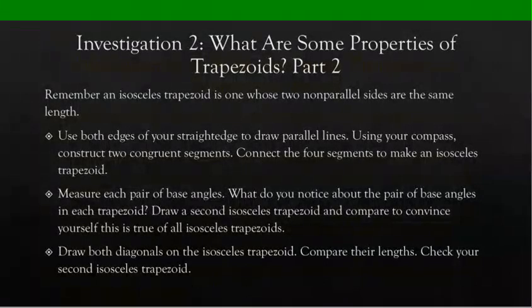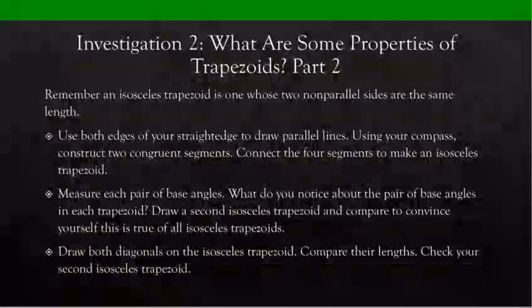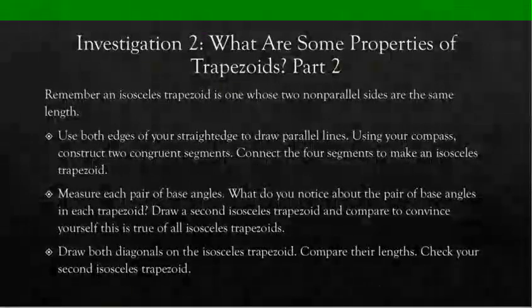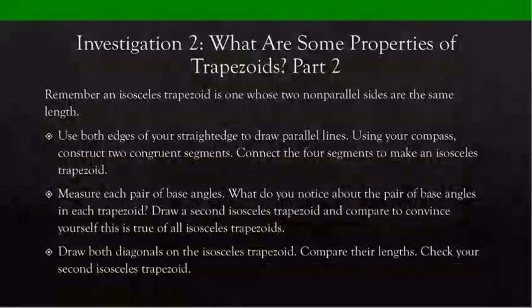In the second part, we're going to draw an isosceles trapezoid. So an isosceles trapezoid is one where the non-parallel sides are the same length. So those angled sides are going to be the same length. If we use both edges of your straight edge to draw parallel lines, then use your compass to construct two congruent segments. You'll connect all four segments to make an isosceles trapezoid. Measure each pair of base angles. What do you notice about the base angles in the trapezoids? Then draw a second isosceles trapezoid and compare that to convince yourself that this is true of all isosceles trapezoids.